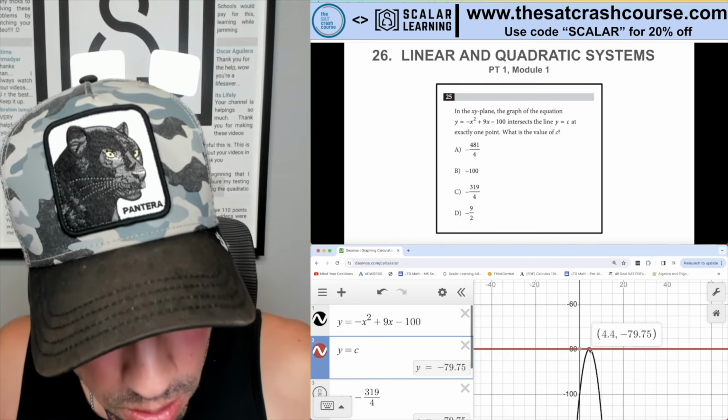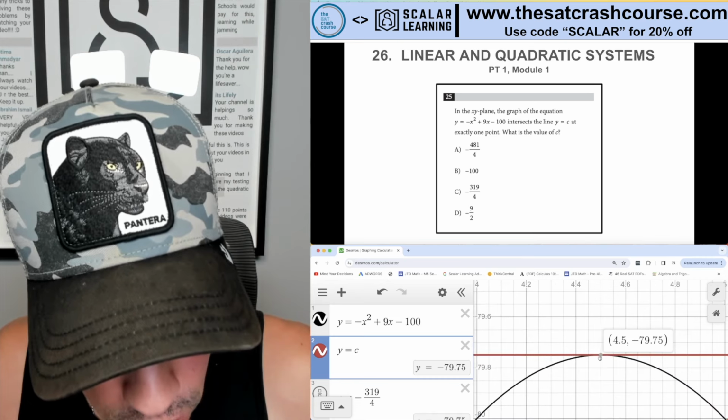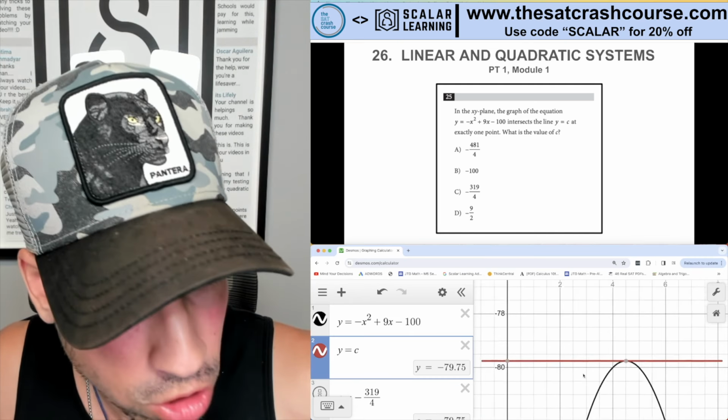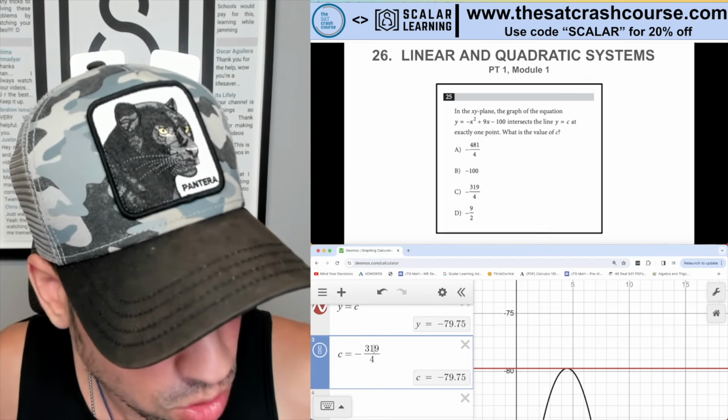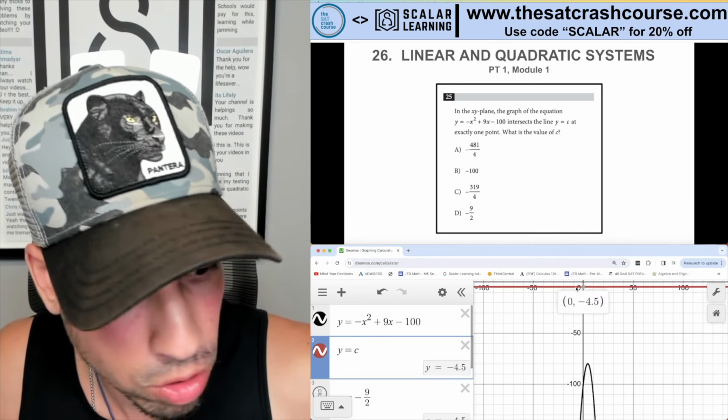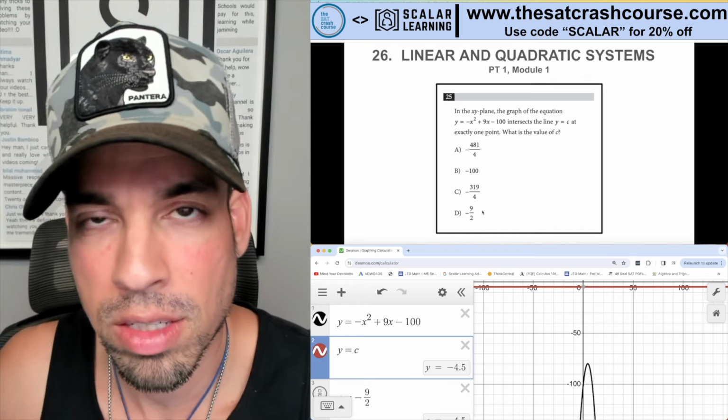Look at that. It looks like we got an exact solution, exactly one intersection right at the vertex, so it's probably C. But just to double check, let's check -9 over 2. And this one, where is that? Yep, that's no solution. So anyways, C is confirmed.